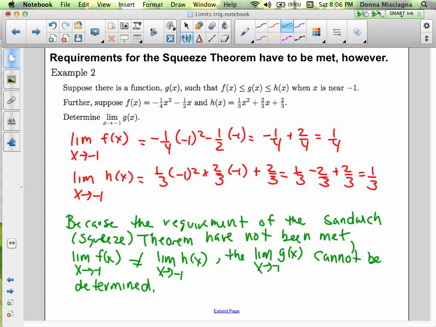Those two other functions have to be equal at some point, and at that point you can find the limit of the function that's sandwiched in between. So here, we did not meet the requirements. We met the requirement that g of x is sandwiched in between, but we did not meet the requirement that the limit of f of x as x approaches -1 equals the limit of h of x as x approaches -1. So here, we cannot find the limit of g of x. You have to meet the requirements. Whether it does or doesn't, you need to justify why you can or cannot use the sandwich squeeze theorem.